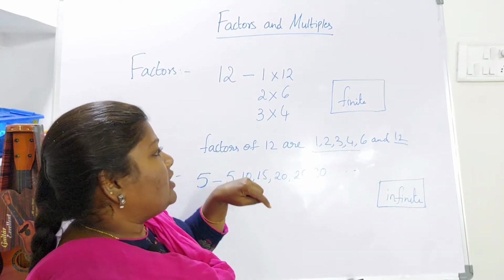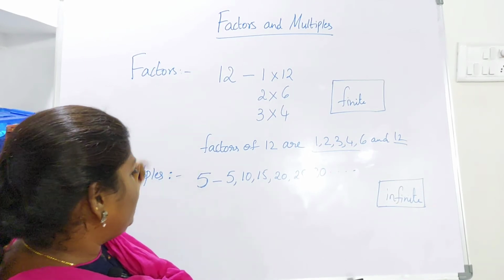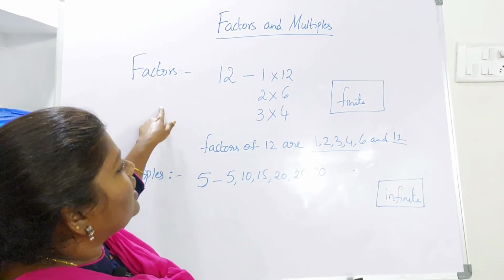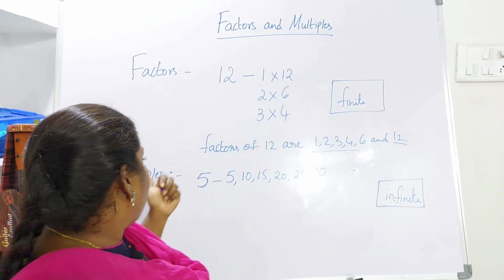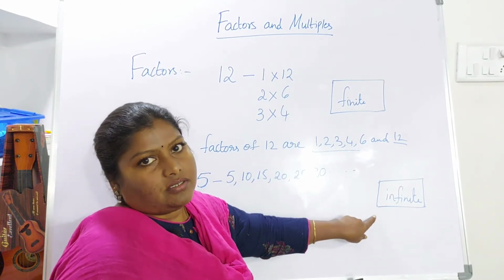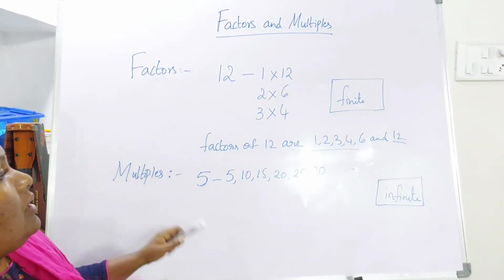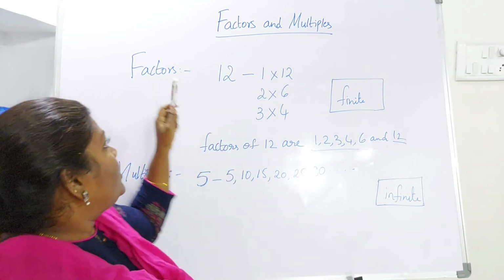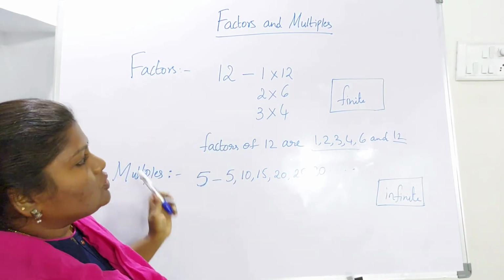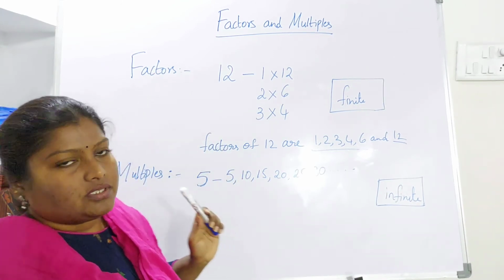I hope you have understood the variation between factors and multiples. Factors are always finite, multiples are infinite. I made it clear what factors are and what multiples are. So let me give the properties of them.